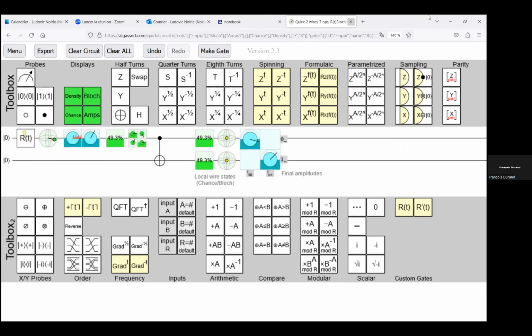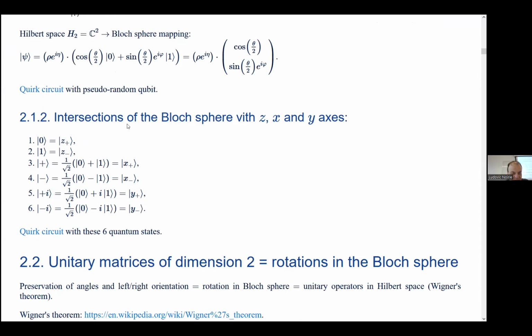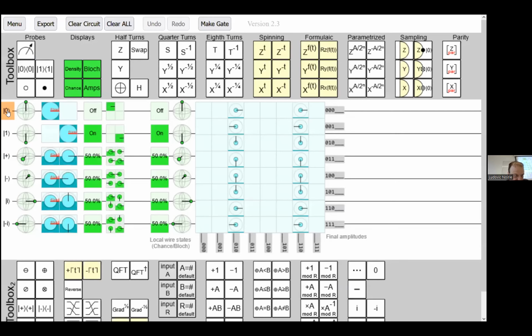Okay, so going on. In this circuit, I already represented 0, 1, plus, minus. You see that plus, minus, plus i, and minus i are simply superpositions of 0 and 1 with phases plus, minus, plus i, and minus i. They can also be seen as points on the Bloch sphere on the x-axis, with positive or negative coordinates, or on the y-axis with positive or negative coordinates. And it is just what I already showed with the previous example, manipulating the input.